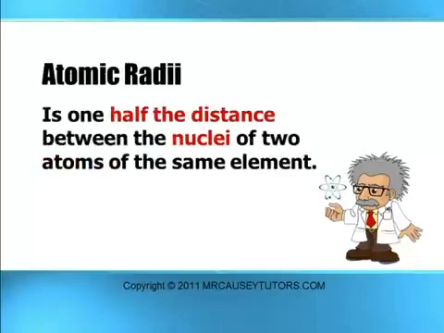Atomic radii is 1/2 the distance between the nuclei of two atoms of the same element. So you have two atoms of the same element right next to each other, and we measure the distance between the two nuclei. Cut that in half, and that's the distance of the radius of one atom of that element. And this can be useful in determining the sizes.